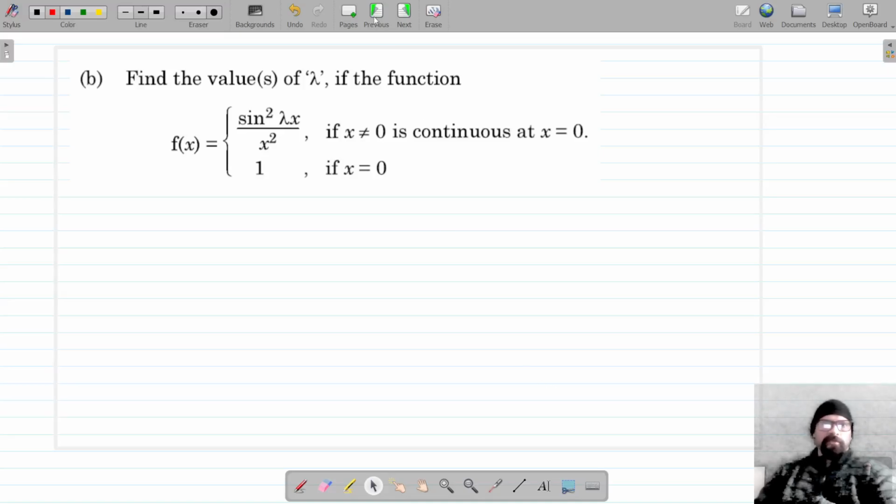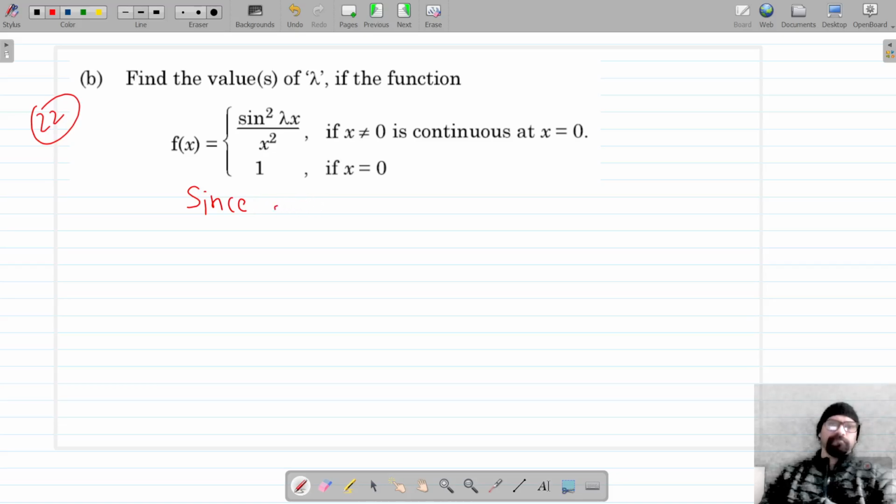Okay, for question number 22, part B. So this is question number 22's part B. We have to find the value of lambda if the function is continuous. Now this function is continuous at x is equal to 0. So we can say that the given function is continuous at x is equal to 0.